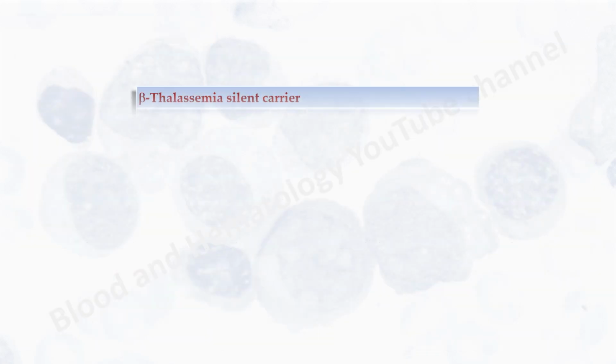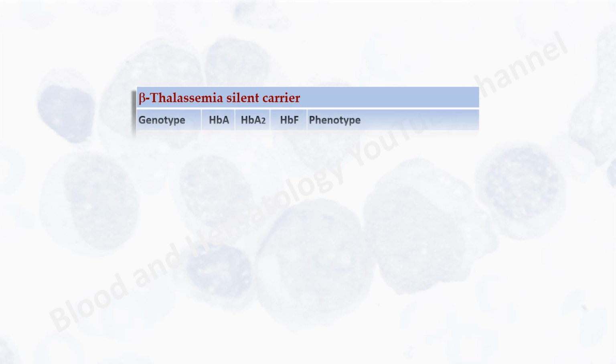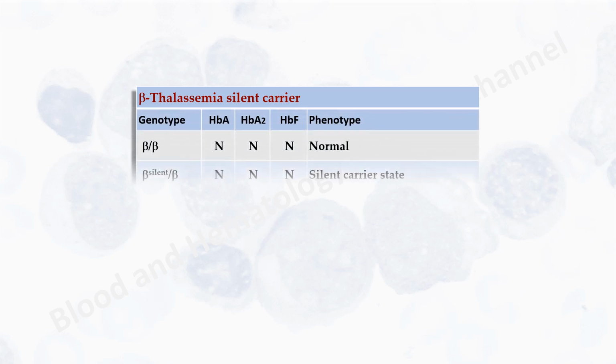Genotypes, hemoglobin patterns and phenotypes in silent carrier state of beta-thalassemia are listed in the table.